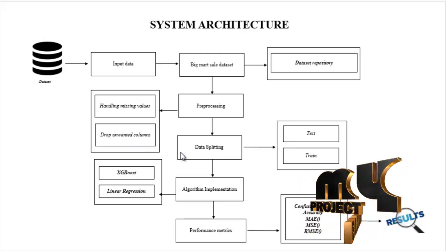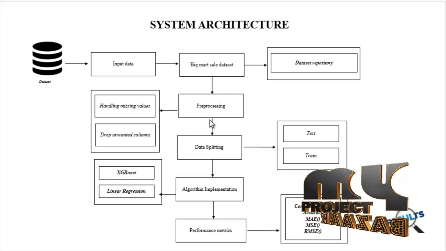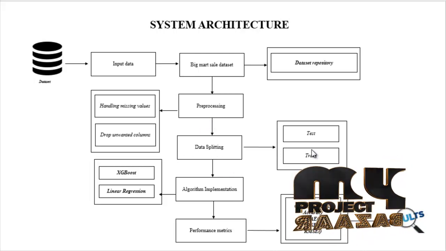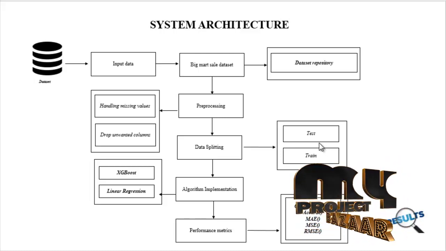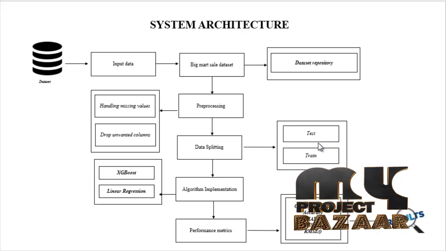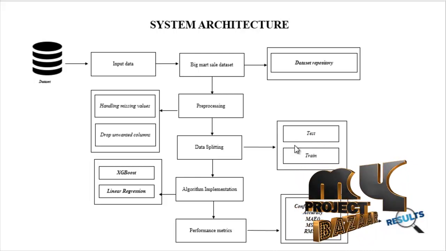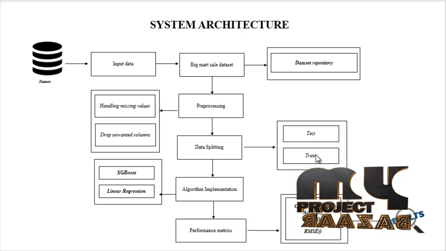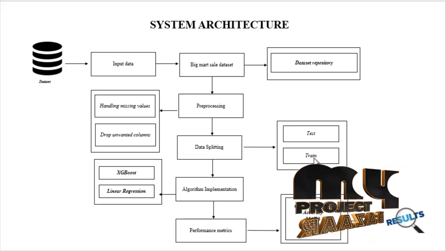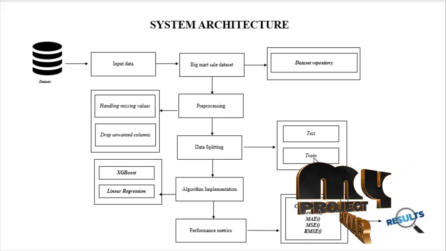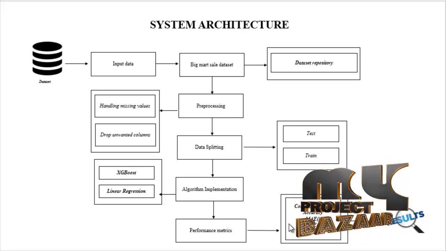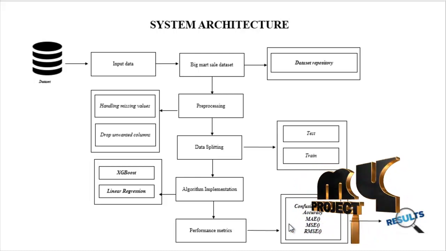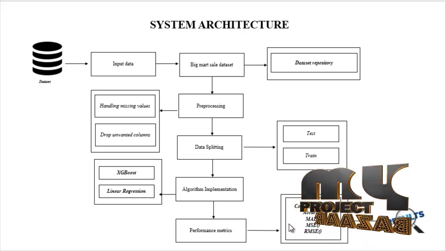Next, one of the modules is data splitting. Data splitting means here we split our data set into test and train. The testing column is included in the test data set, and the train data set is what we use to train our machine. The training column is split into the train data set. After we have split, we implement the algorithms as our process.